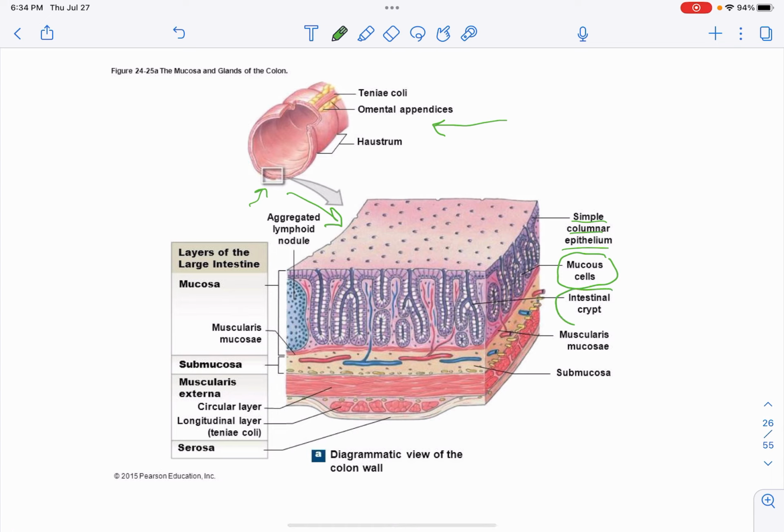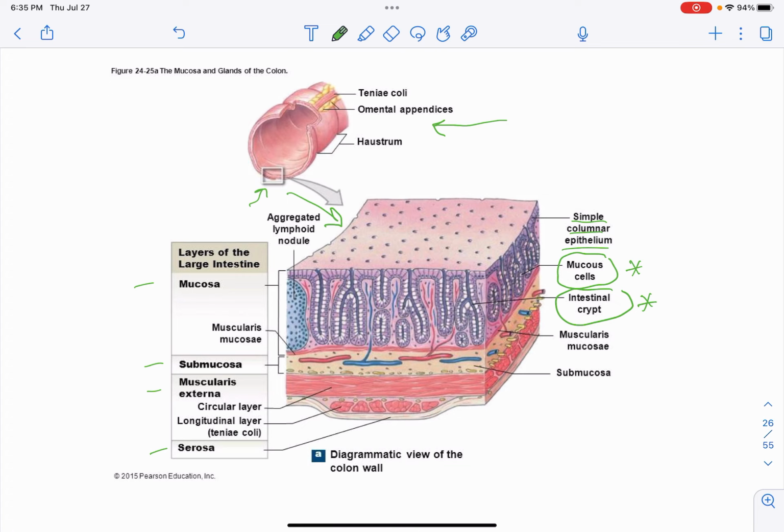You're going to see a lot of intestinal crypts here. So we've lost all the villi now. We're moving into intestinal crypts. You can see the same layers that we've been seeing throughout the talk. The mucosa layer, the submucosa layer, the muscularis externa, which has 2 layers of muscles, and then the serosa or adventitia. And again, the defining features are going to be those intestinal crypts and these mucus cells.